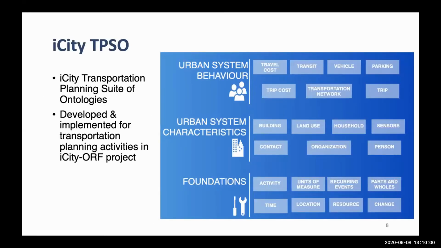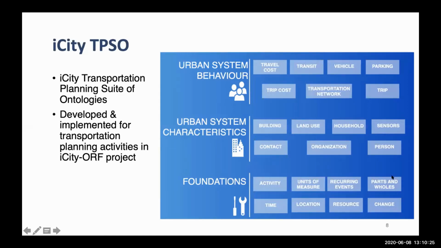For the iCity project, we developed something called the iCity Transportation Planning Suite of Ontologies, which is essentially a set of different ontologies that has been developed and implemented for various transportation planning activities throughout the course of the iCity-ORF project. So here we've grouped them according to their domain.